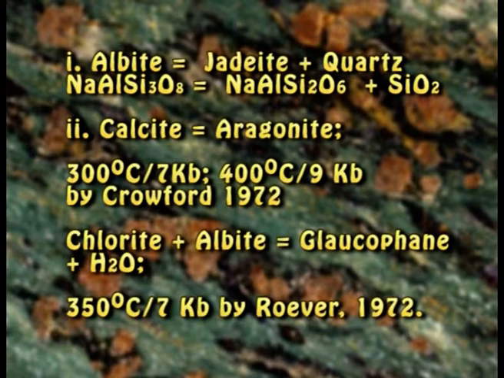400 degrees centigrade 9 kilobar, Crawford in 1972. Another reaction, chlorite plus albite gives rise to glaucophane plus water at 350 degrees centigrade 7 kilobar by Ernst 1972. Thus, it is concluded that the glaucophane-lawsonite facies of rocks are formed at 200 to 400 degrees centigrade at pressure of more than 7 to 8 kilobar.